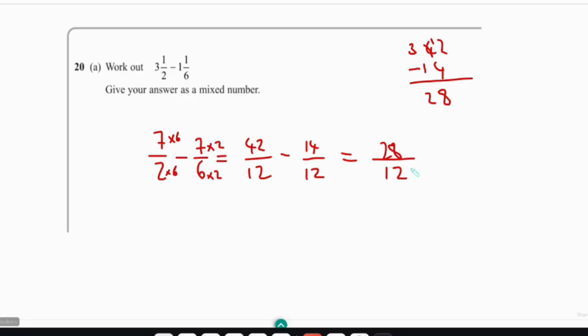We can actually simplify this, can't we? Both of these numbers are in the 2 times table, so you can halve them both. Change to a mixed number fraction. How many 6's go into 14? 6, 12, 2. 2 left over. 2 sixths simplifies to a third, so 2 and a third. Let me just check the mark scheme actually. Yeah, it doesn't ask you to simplify it, so you could have left it as 2 and 2 sixths.